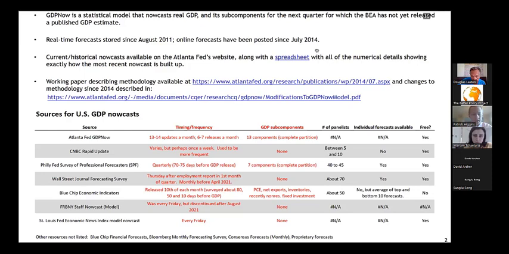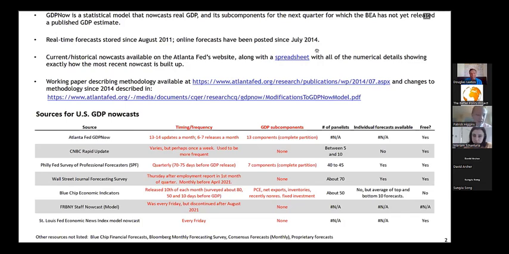I would say the distinguishing feature of GDPNow relative to the rest of these is that it's the only one that's updated at a high frequency and also has subcomponents of GDP. So something like the Philly Fed Survey of Professional Forecasters also has subcomponents, but it's only estimated once a quarter, about 75 days away from the GDP release. So we won't get a better estimate of that. That was released in May, and that's the last one that's going to be forecast for the second quarter GDP growth.